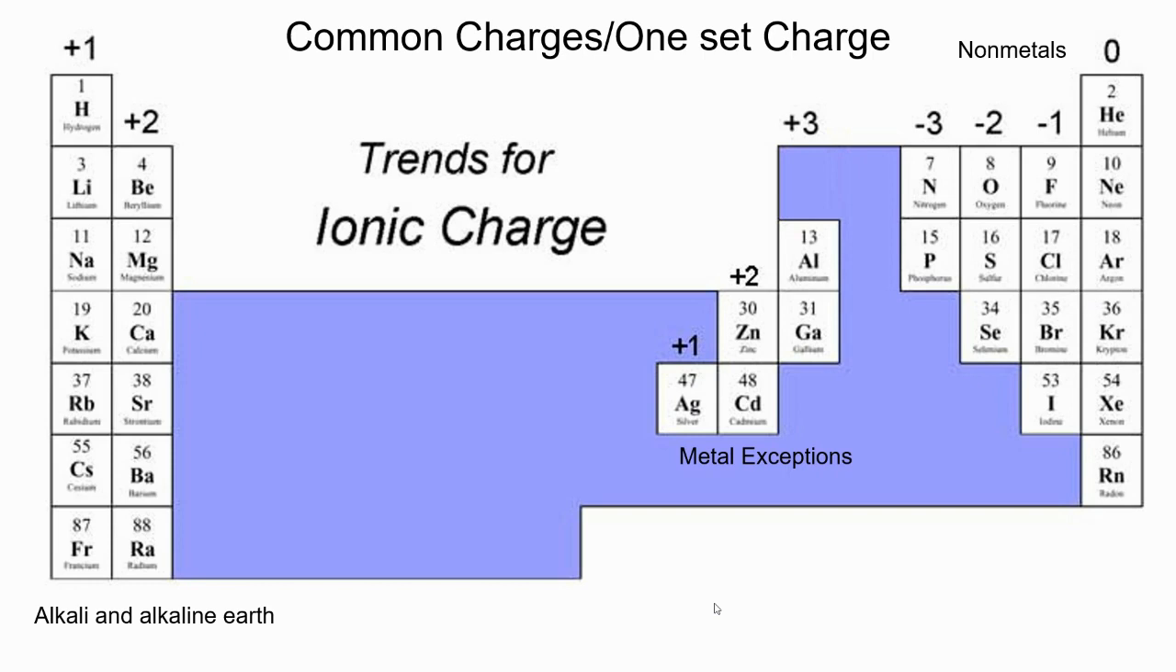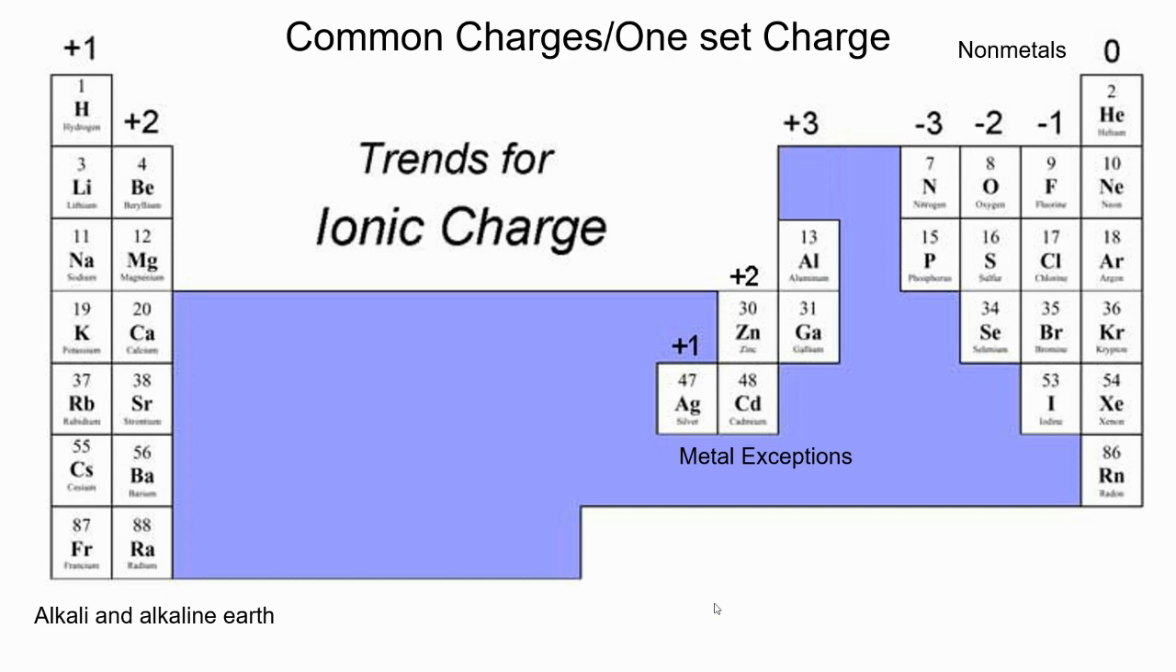The alkali and alkaline earth metals both have a set charge. So this is called a common charge. This column always forms a +1 charge. This column always forms +2. And then the non-metals over here, this column, nitrogen and phosphorus are always going to be 3-. Oxygen's column will always be 2-. And then fluorine's column will always be 1-. The noble gases will always be a 0 charge. They don't like to form ions, okay?